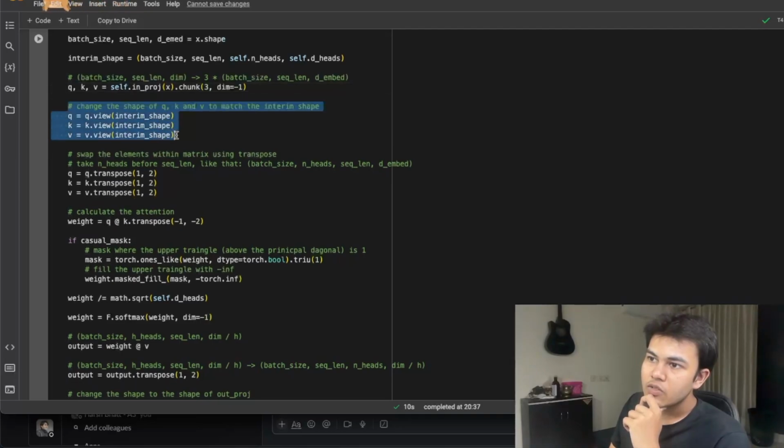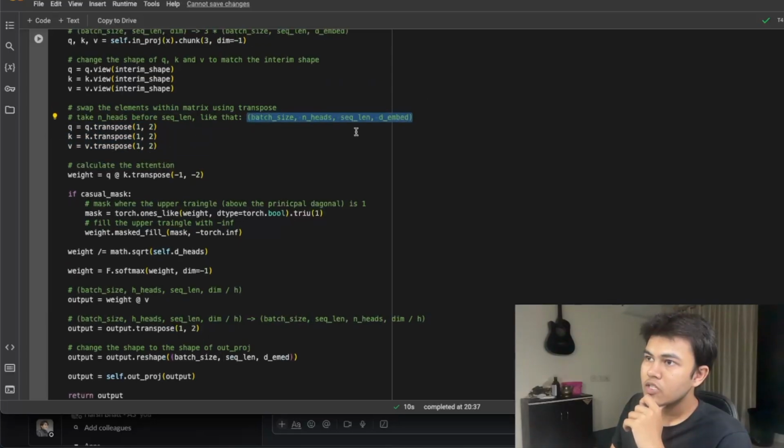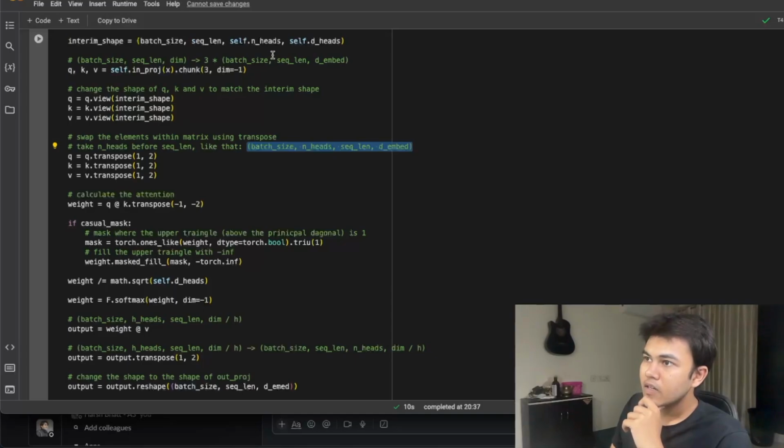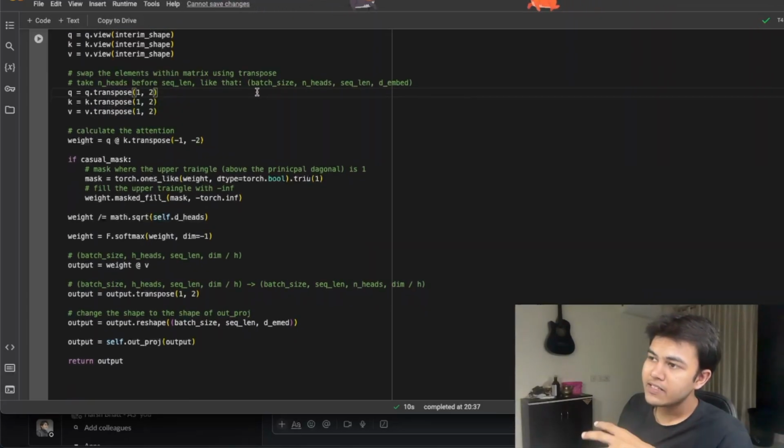And then we are changing it to the interim shape, that is the required shape to calculate the attention in parallel. And then we are transposing it to attain this shape, which is this one. Earlier we had this sequence length, number of heads. We are just transposing it to swap these. Number of heads will come earlier and the sequence length will come later, right? Yeah, so basically the batch size, number of heads, and the sequence length, which is the height multiplied by width, and the number of channels you will have.